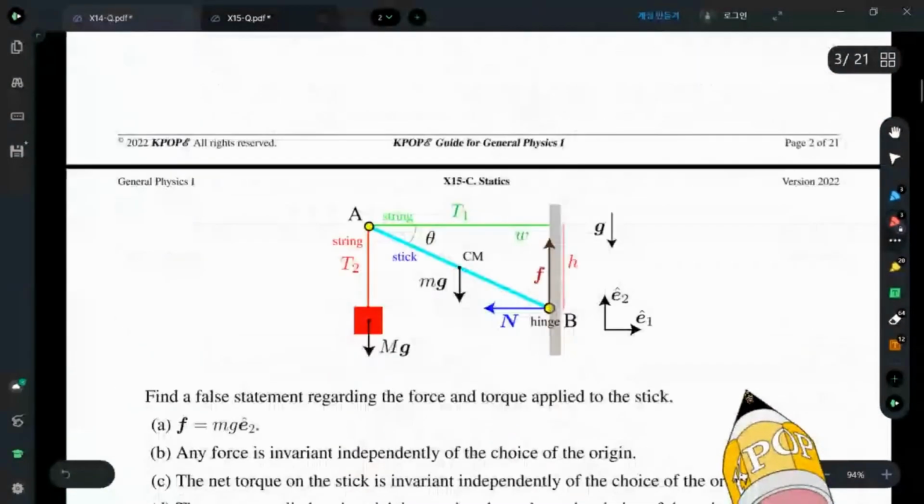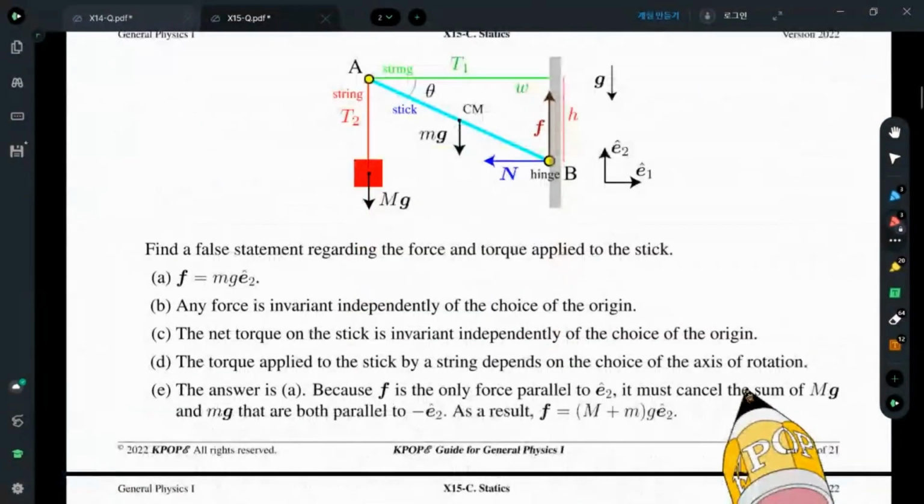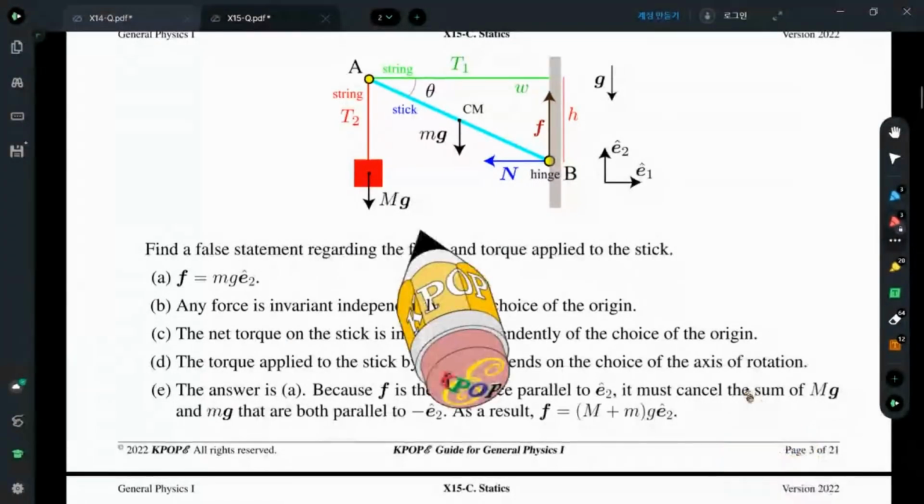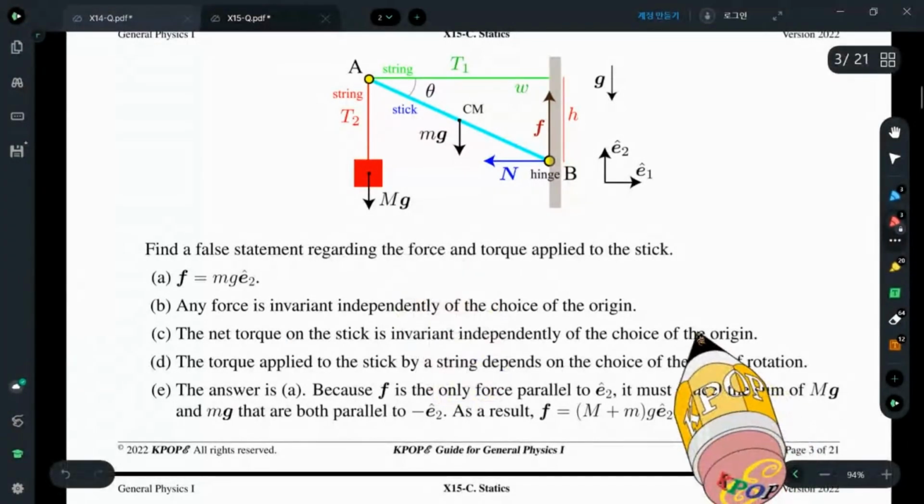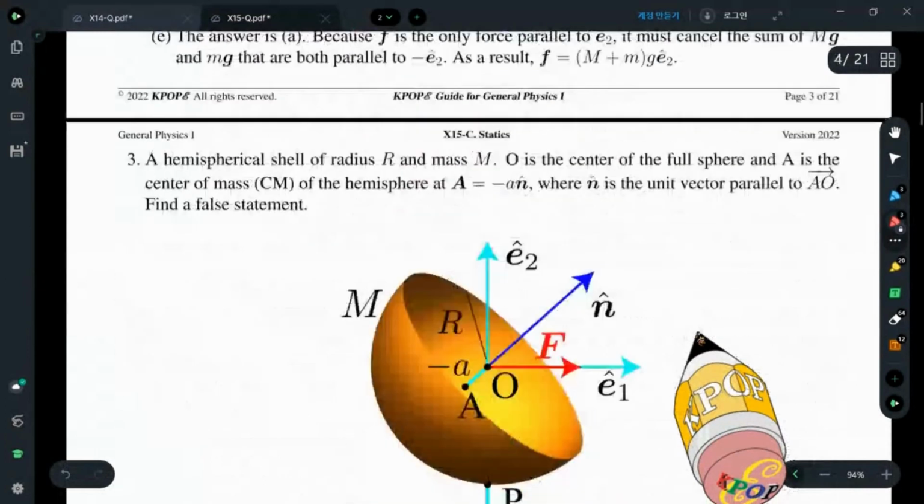The same situation applies. So I think you can solve this problem by yourself.